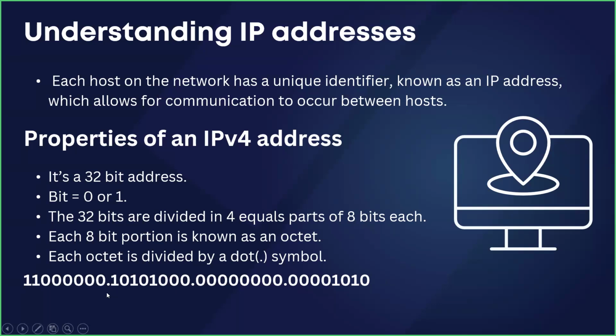What we see here is the computer readable language. This is not easily understandable by humans. What humans understand are decimal numbers, numbers from 0 to 9. So this number, 11000000, can actually be converted into 192. This number, 10101000, is actually equal to 168. This number, all zeros, is simply 0. And this number, 00001010, is equal to 10.